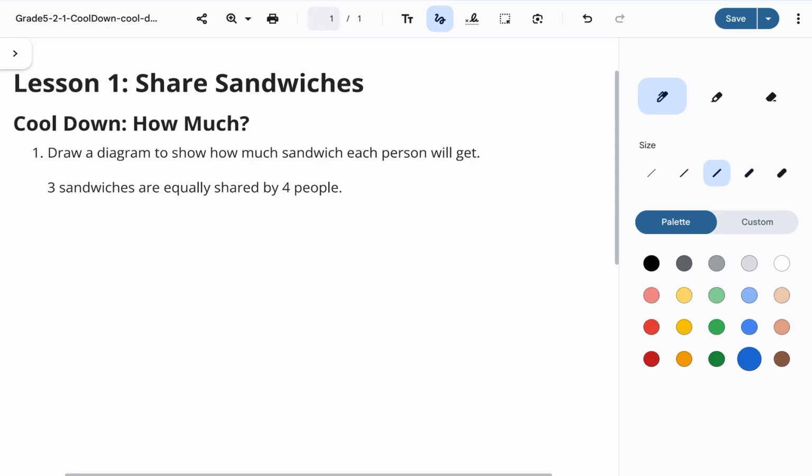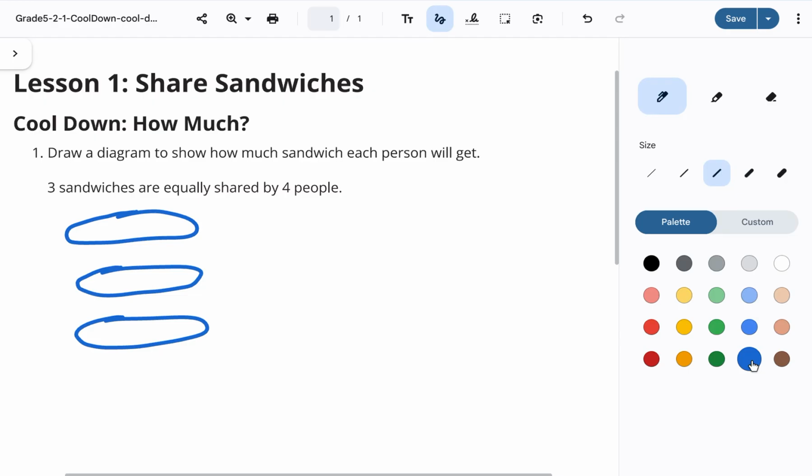Okay, now I'm going to show a couple different ways that we could model this. And let's start off with just kind of almost like a sub-sandwich shape. We saw this even in our lesson. Let's imagine that these are 3 Subway-style sandwiches. And we have these 3 sandwiches, and now they are going to be shared with 4 people.